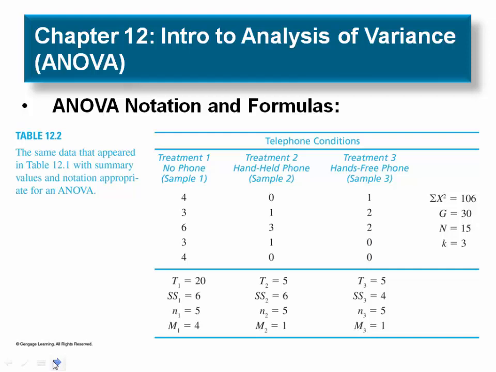Although there is no new notation involved, we also have computed sum of squares and mean for each sample, and we have calculated sum of X squared for the entire set of N equals 15 scores in the study. Note that there is no universally accepted notation for analysis of variance. Although we are using capital G's and capital T's, for example, you may find that other sources use other symbols.